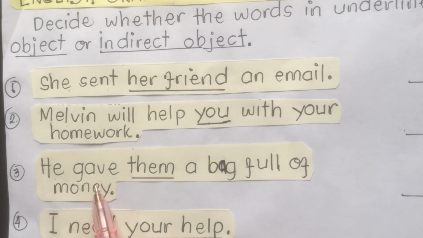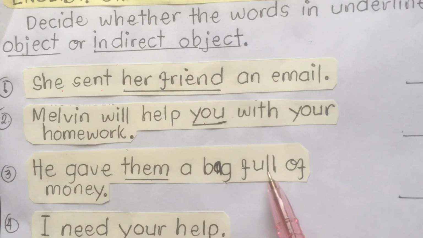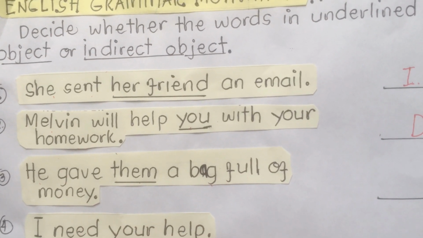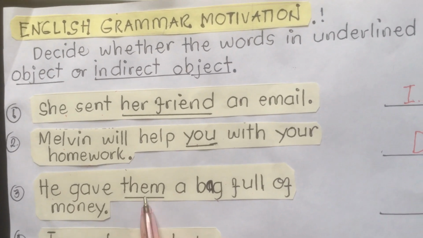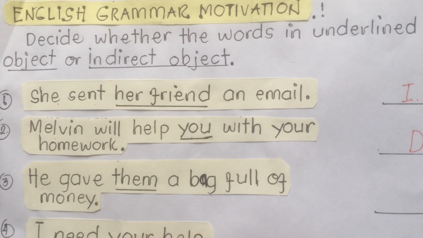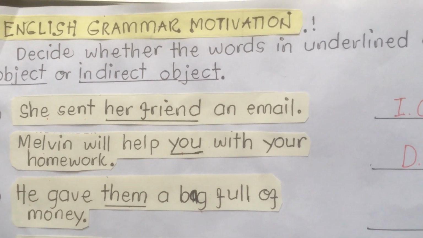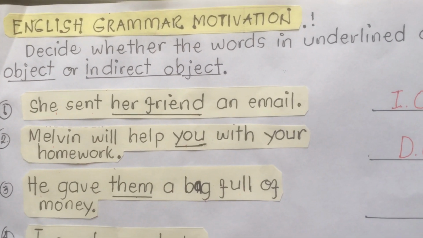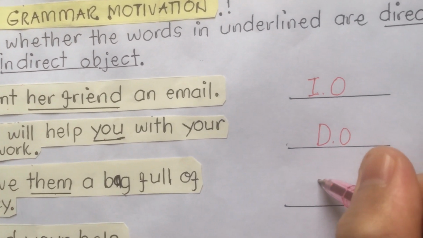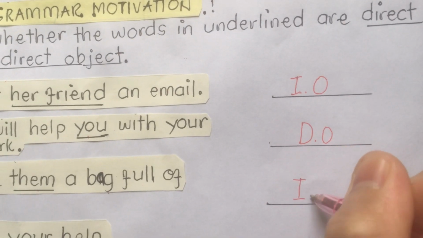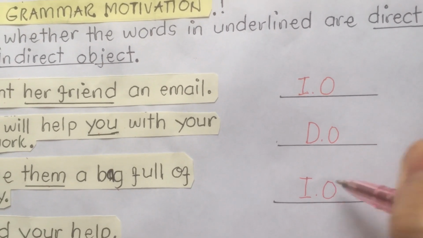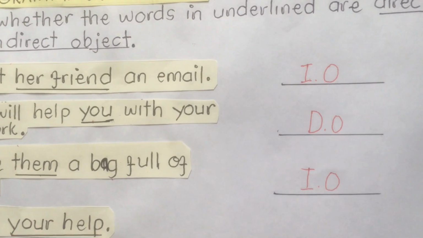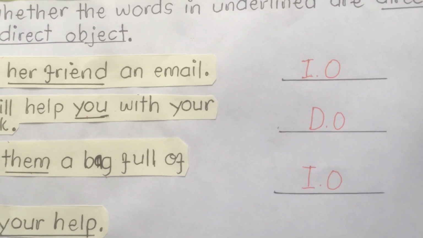Third, he gave them a bag full of money. Wow, it's amazing. So them is our underlined word. Is that direct or indirect object? We're going to write IO. Why class? Because IO is indirect object, stands for indirect objects.